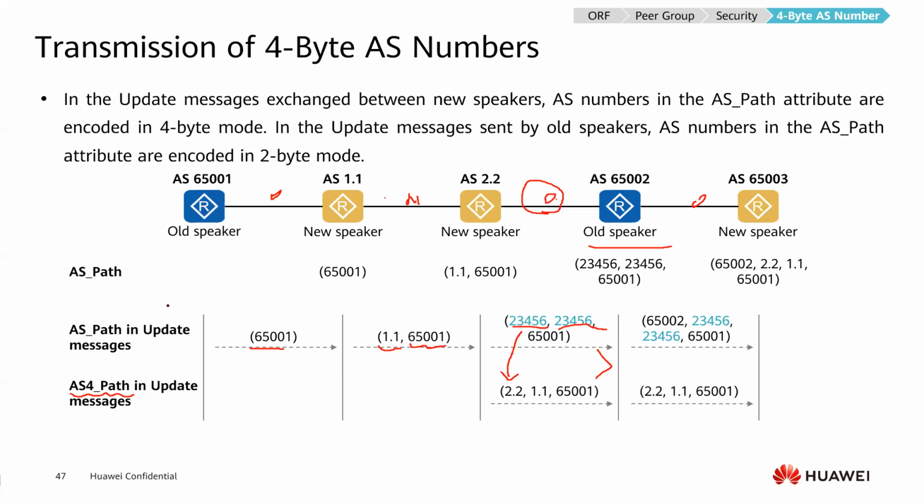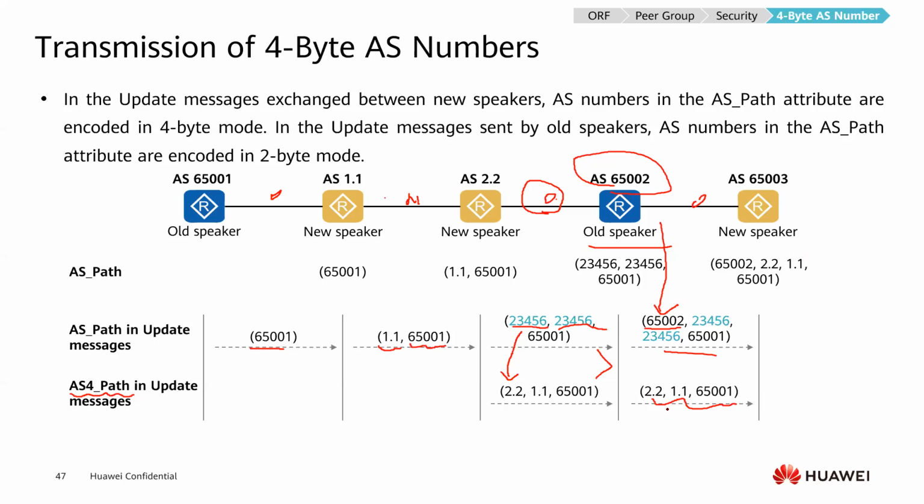And for the old speaker, it will send the message to the new speaker, right? And the new speaker can recognize the AS4_PATH attribute and also the AS_PATH attribute. So the old speaker will put itself as the AS number in the AS_PATH attribute, and also will directly send the AS4_PATH attribute to the new speaker.